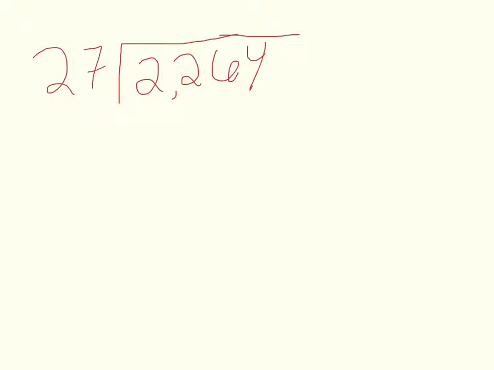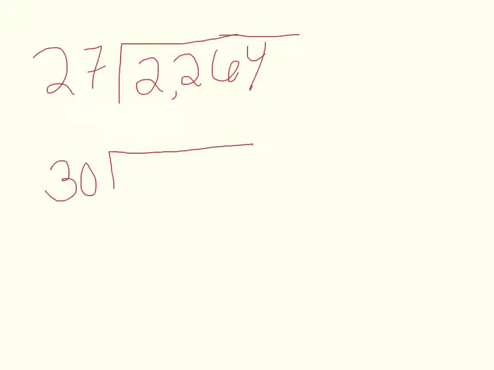Alright, I know I said that was our last one, but alright. Our number is going to be, draw our house, 2,264 divided by 27. Alright, Luca, what does the 27 round to? 30. Good job, Luca. You're very smart.